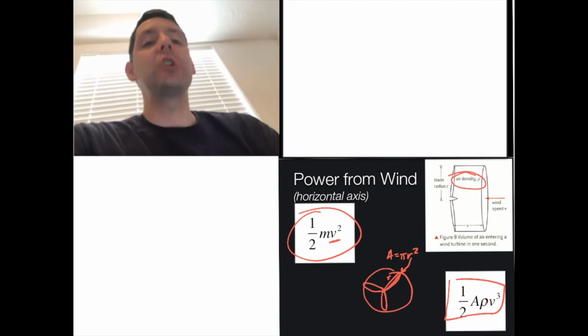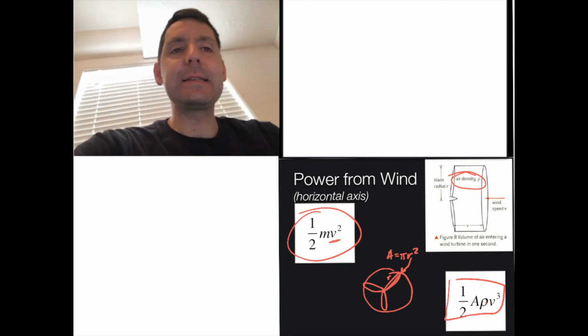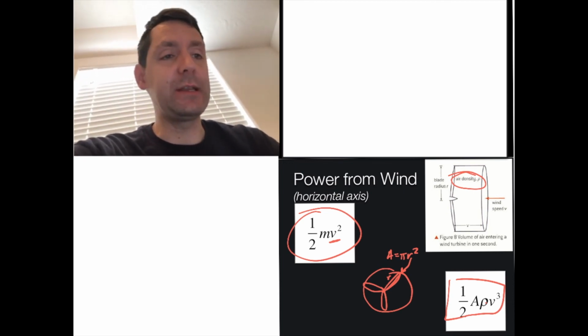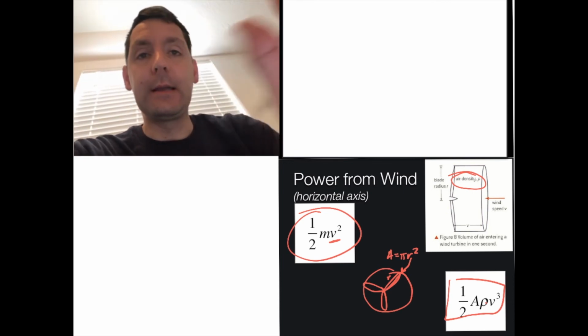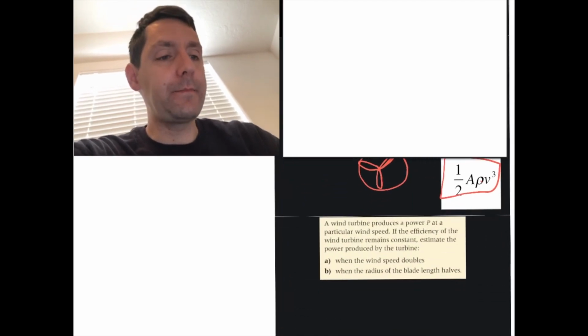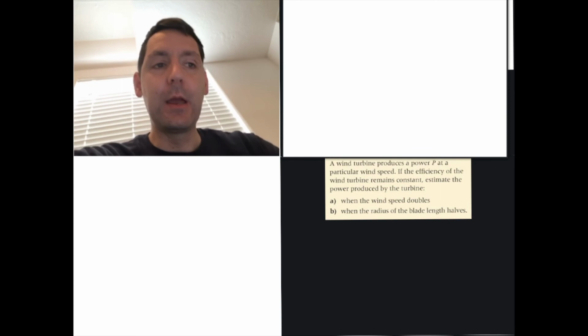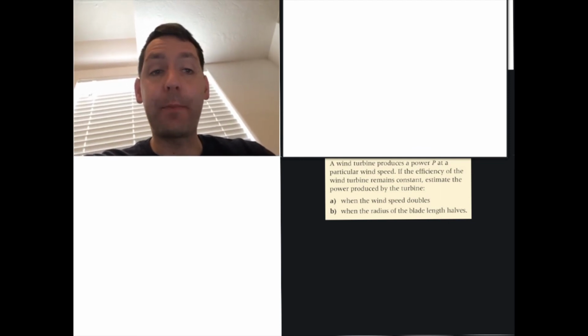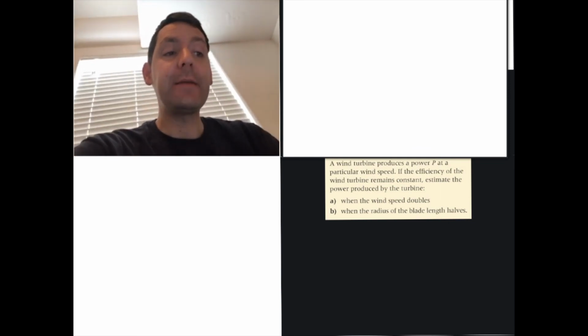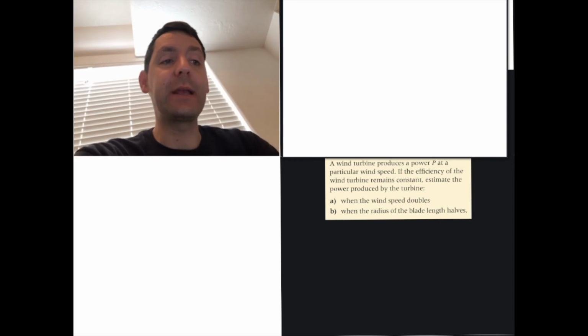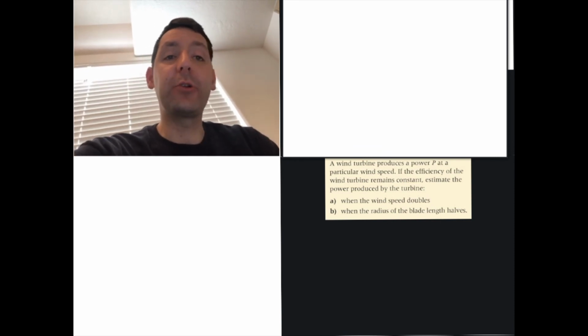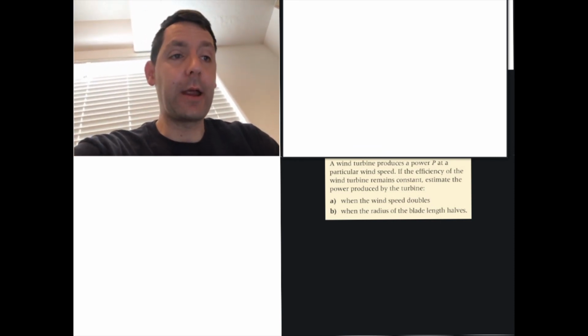All right. So hopefully that kind of makes sense. Let's move on and actually do some of these problems now. Okay. Here we go. The first one is, look at this, a wind turbine question. All right. A wind turbine produces a power P at a particular wind speed. If the efficiency of the wind turbine remains constant, estimate the power produced by the turbine.